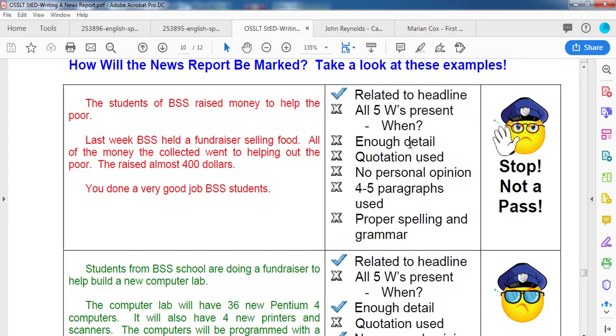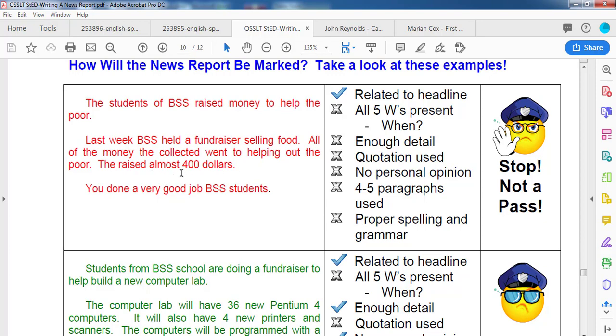In the body paragraph, do we have enough detail? Now, do we have any quotation? Do we include any personal opinion, or are we speaking in a balanced way? Now, how many paragraphs do we have? Do we have around 4 paragraphs or 5 paragraphs? Are our paragraphs short or long? Do we have proper spelling and grammar?